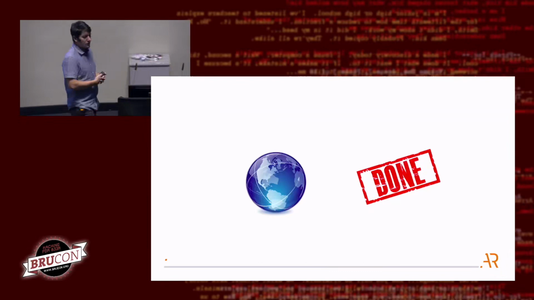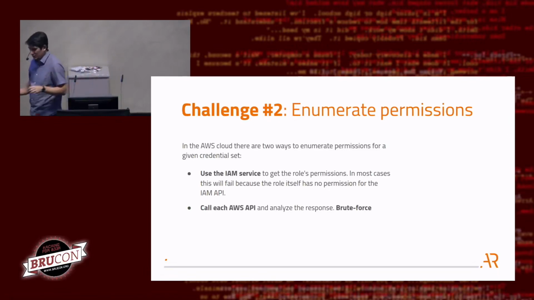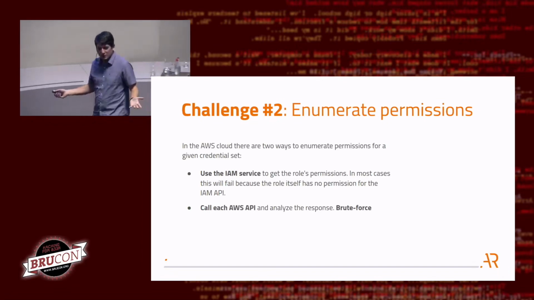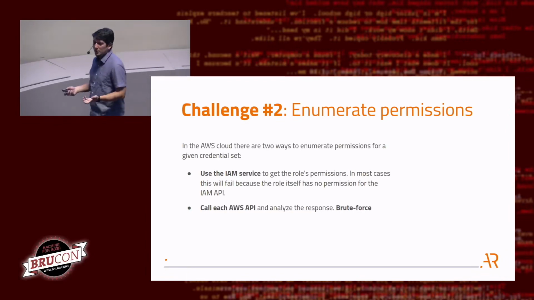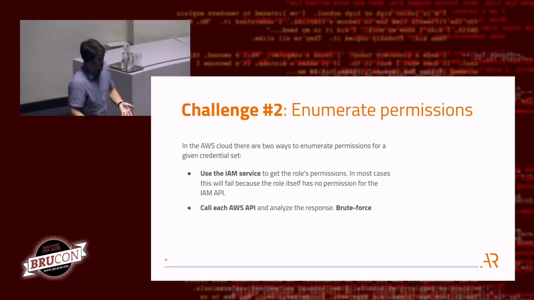So, internet, done. Now I have many identity pool IDs, and for each identity pool ID, I got the AWS credentials. But those credentials are simply strings. They are 3 long, randomly generated strings that don't have any meaning. So I had to perform permission enumeration for those credentials.